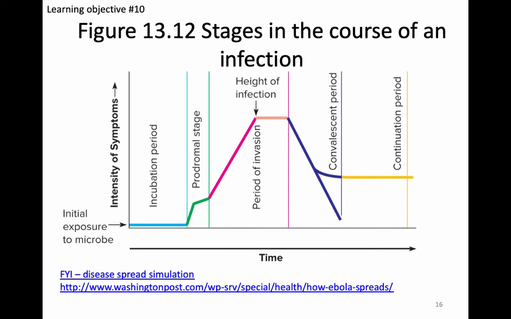And then when the host starts to feel better, we enter a convalescent period. In infections that can be completely cleared and the host restored to normal, we get back to a pre-disease state. But in some types of infections, like HIV, for example, where the virus is never cleared, we enter a continuation period where the host still has some symptoms, but they are largely considered cured.